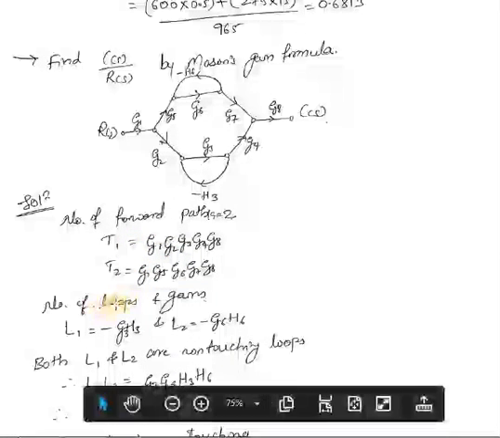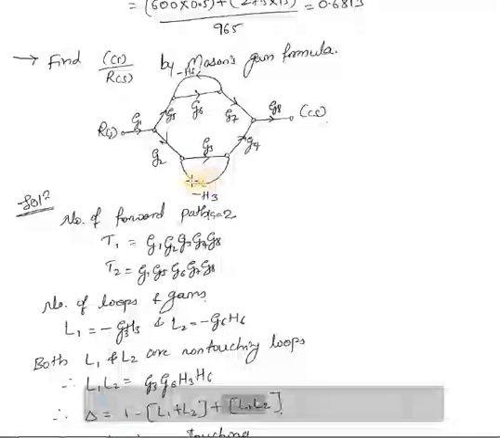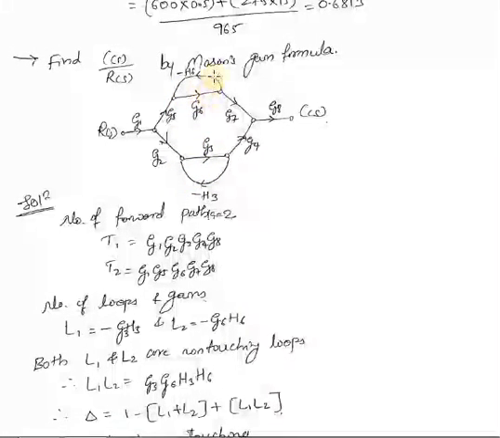Then you need to find out the number of loops. So first, if I start from here, it is G3 and minus H3, G6 and minus H6. So there are only 2 loops.